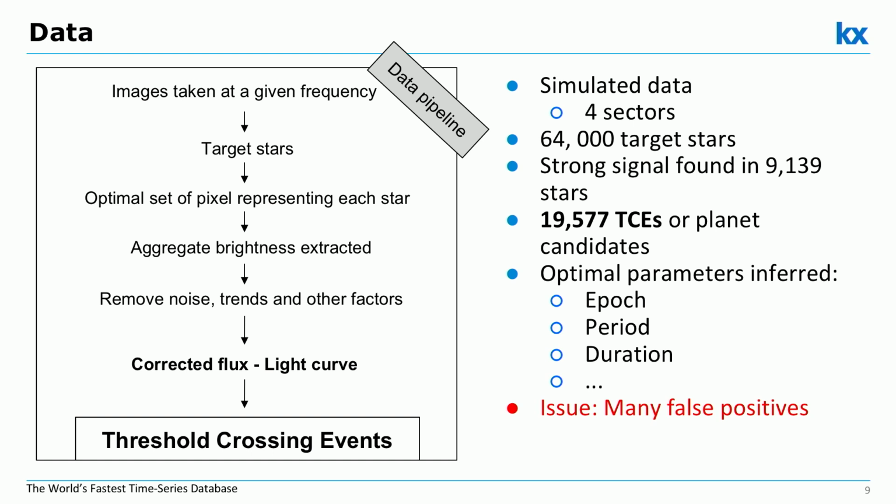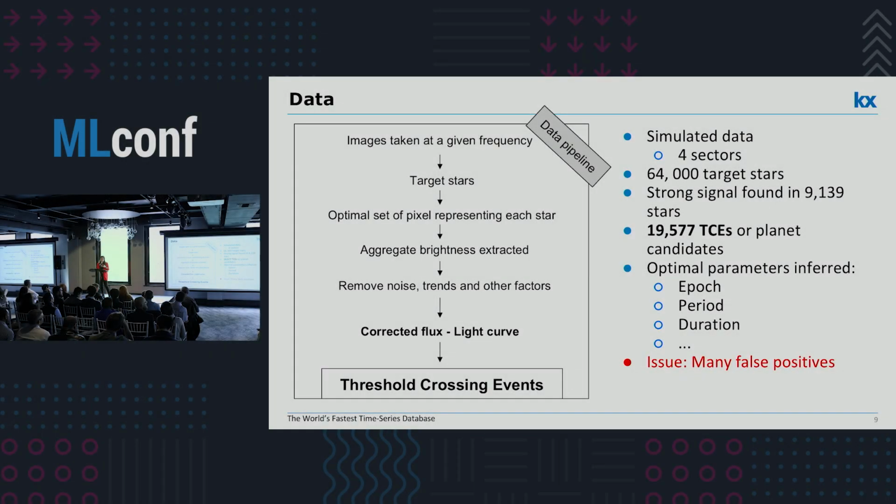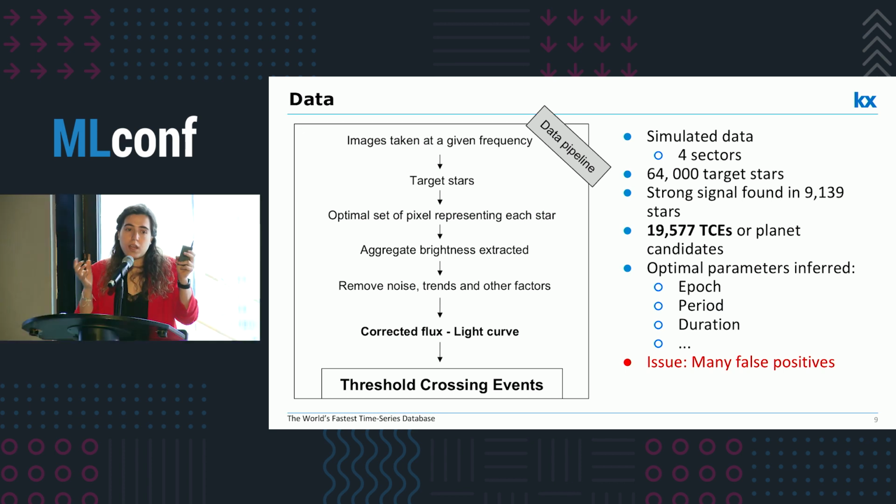The process is very complicated, but I will try to summarize the data pipeline very fast. Basically, the satellite is taking pictures, and we have to detect the target stars, because not all of the stars that we see in the pictures could host a planet. Once we detect the target stars, we need to detect in the image which pixels represent each star. For example, for this star, the brightness is going to be represented by these 5-6 pixels. So you have to find that out too.